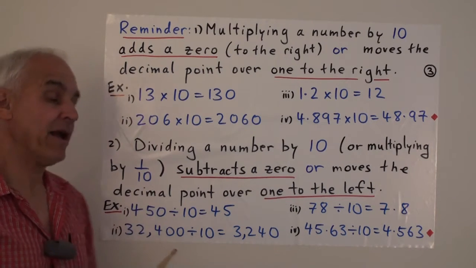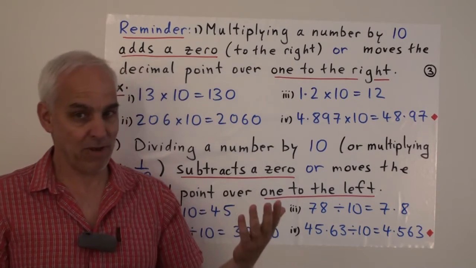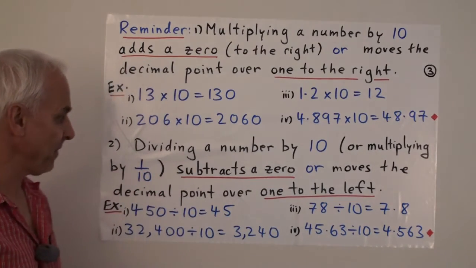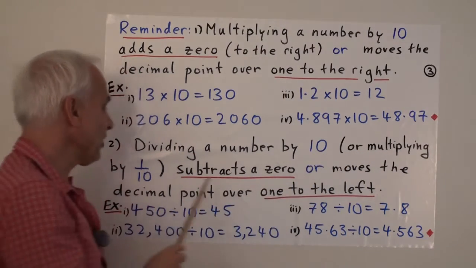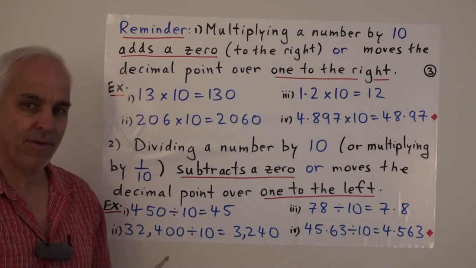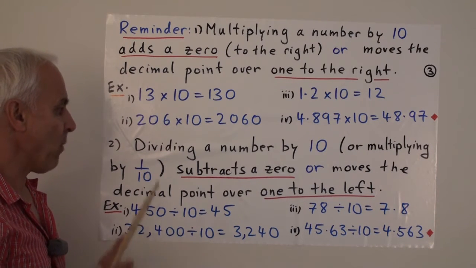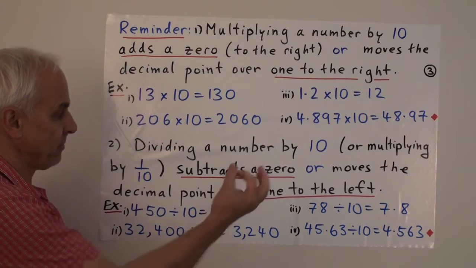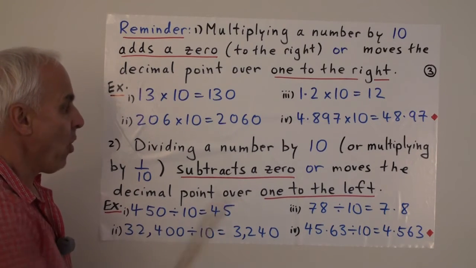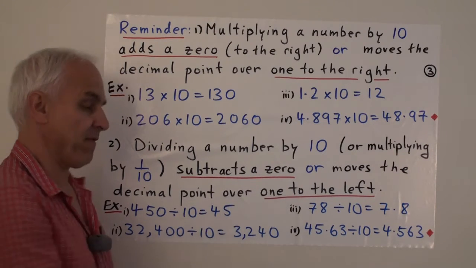All right, what about dividing a number by 10? Well, that's the reverse of multiplying by 10. And dividing by 10 is the same as multiplying by 1/10. Those are the same. And what does that do to a number? Well, it subtracts a 0 to the right, or it moves the decimal point over 1 to the left.